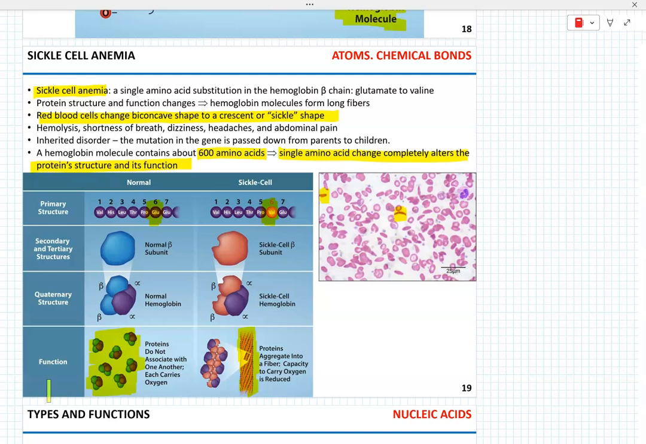So the mutation goes from parents to kids. It is an autosomal recessive disorder. So in order to develop sickle cell anemia, a child has to inherit sickle cell genes from both their father and their mother.